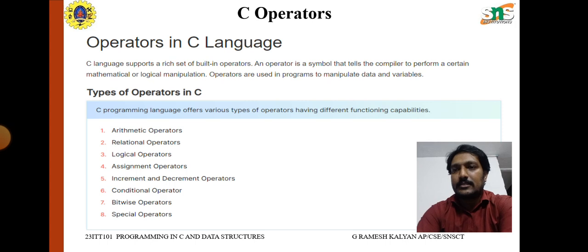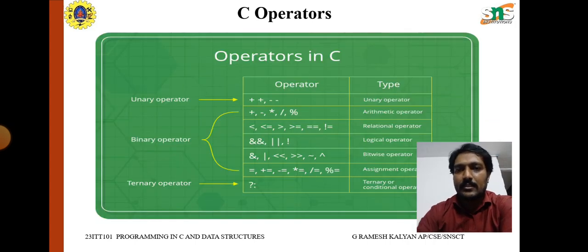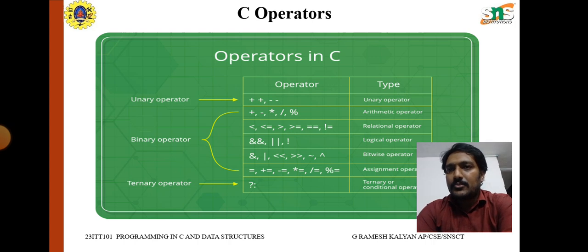The first one is arithmetic operators, then relational operators, logical operators, assignment operators, increment and decrement operators. Then comes the conditional operator, bitwise operator, and special operators. So this is the general process by which the operators are divided, and the operator is given its name.